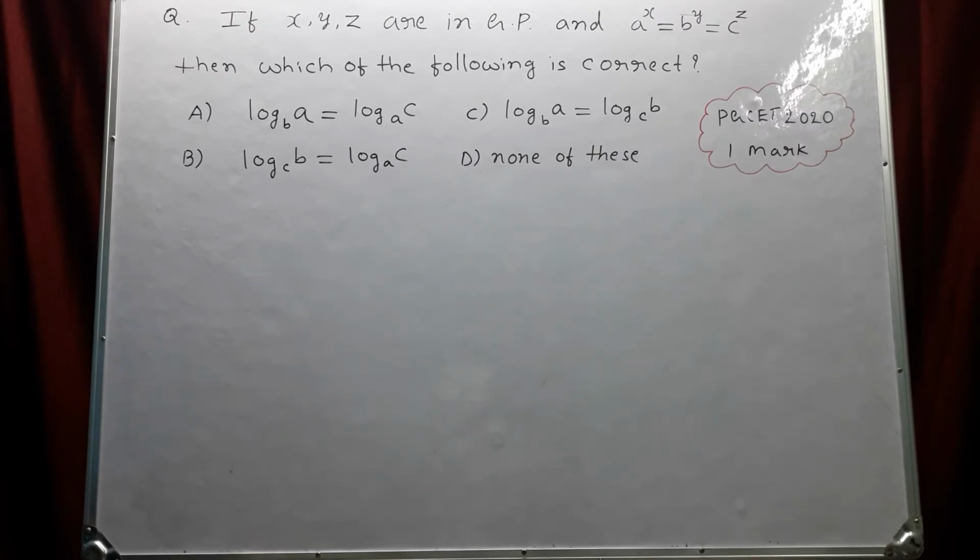So next question. If x, y, z are in GP, GP means geometric progression, and a power x is equal to b power y is equal to c power z, then which of the following is correct? First option, log a to the base b is equal to log c to the base a. Second option, log b to the base c is equal to log c to the base a. Third option, log a to the base b is equal to log b to the base c. Fourth option, none of these. So this is a 1 mark question. So let us see the solution.